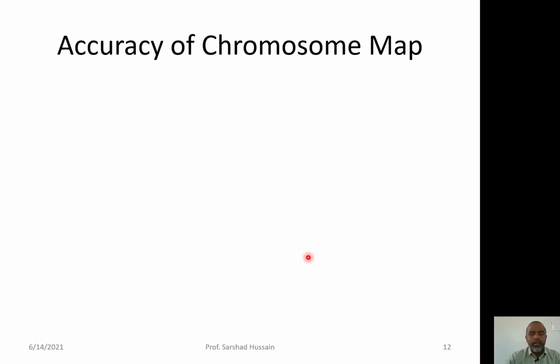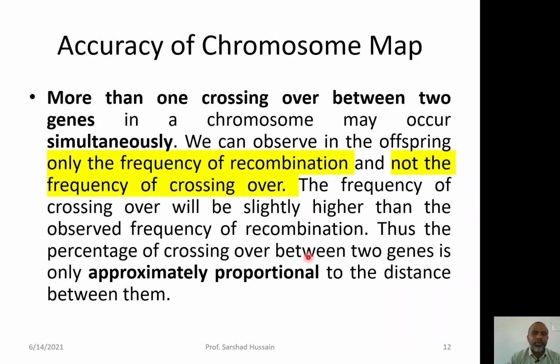Now, let us try to understand how accurate this chromosome map is. Is it exactly accurate? As I have already told you, you are not able to see each and everything physically. You are basically plotting your observation with the help of a graph. So, more than one crossing over between two genes in a chromosome may occur simultaneously.